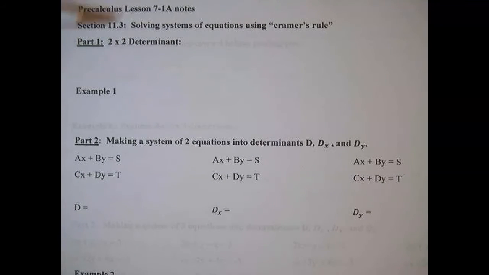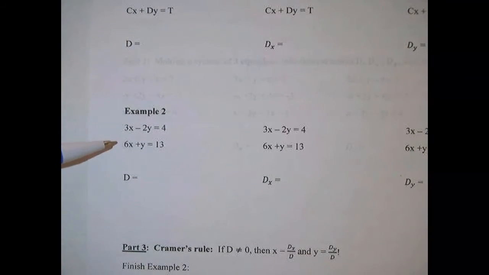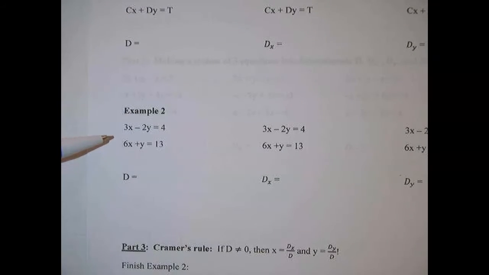Cramer's rule is just a process that we use to solve systems of equations. Now you all know how to solve a 2x2 system of equations. Here's a 2x2 example. You can use the substitution method, the elimination method, or you can even solve it by graphing. But I'm going to show you a different method called Cramer's rule.